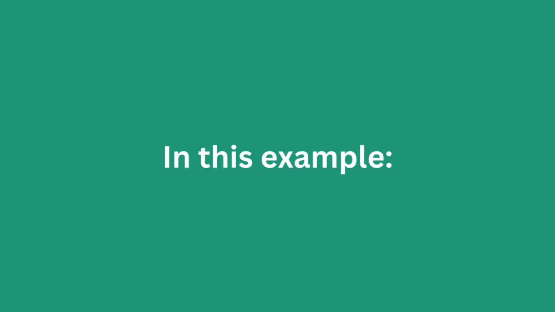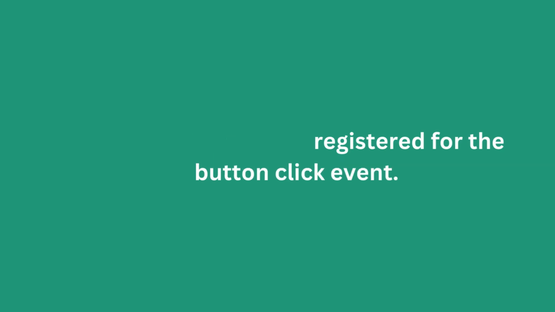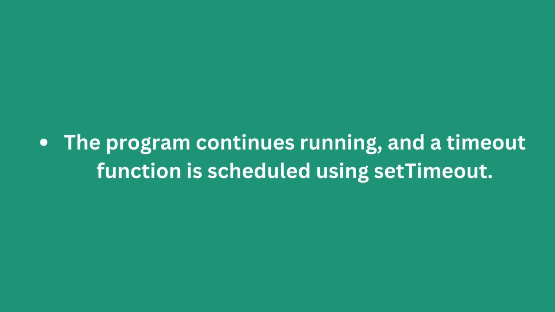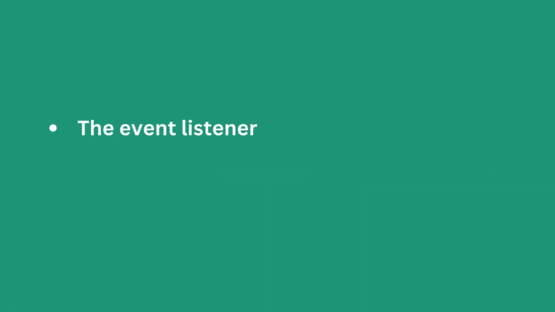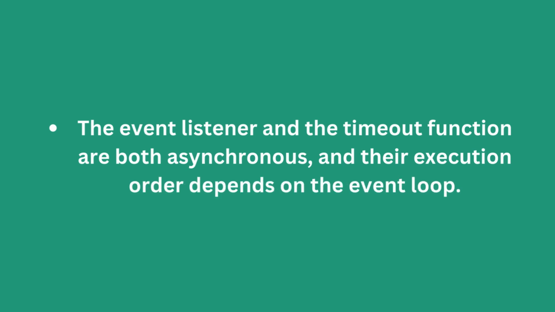In this example, the event listener is registered for the button click event. The program continues running and a timeout function is scheduled using setTimeout. The event listener and the timeout function are both asynchronous, and their execution order depends on the event loop.